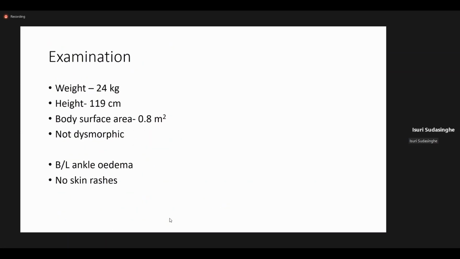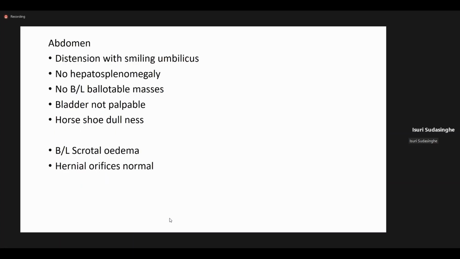So examination wise, baby's weight is 24 kilos, height is 119 centimeters, and the body surface area is 0.8. Baby is not dysmorphic. There was no significant periorbital swelling, but bilateral ankle edema was there, no skin rashes. Abdomen was distended with everted umbilicus, no hepatosplenomegaly, no bilateral balloonable masses as well, and bladder was not palpable. There was shifting dullness and bilateral scrotal edema, but hernial orifices were normal.